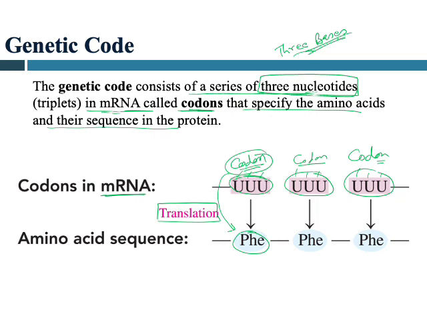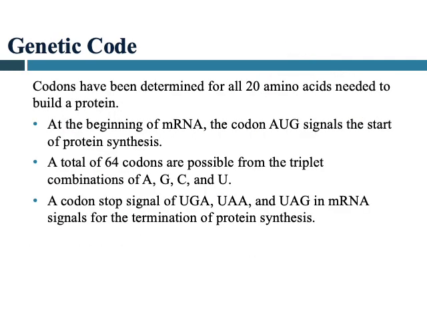This process we call translation, right? The conversion of mRNA information into an amino acid sequence we call translation. Now let's see how this codon information can be translated into an amino acid sequence. Codons have been determined for all 20 amino acids because we have 20 amino acids. So for each individual amino acid we have a special set of 3 bases, base, base, base, that normally codes for one particular amino acid, right?